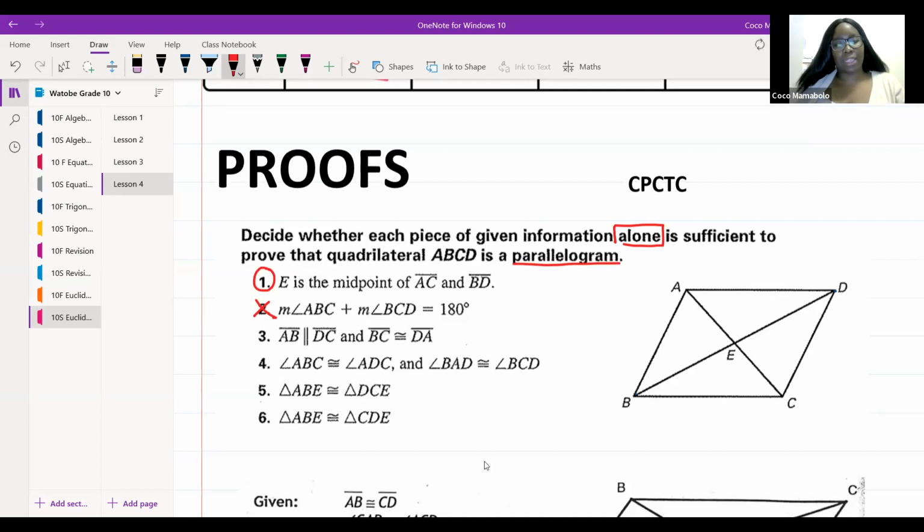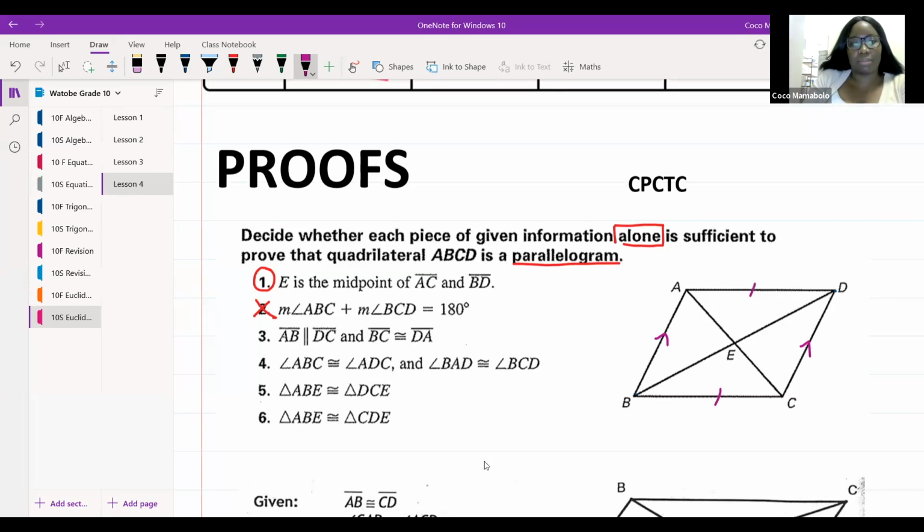Okay, I hope that's making sense. Let's look at this next one, and we're going to try and take it a little bit slower so that we don't get lost. This next one says that line AB is parallel to line DC. And line BC, you can just write yes or no. Is it enough or is it not? And then it says BC is congruent or equal to DA.